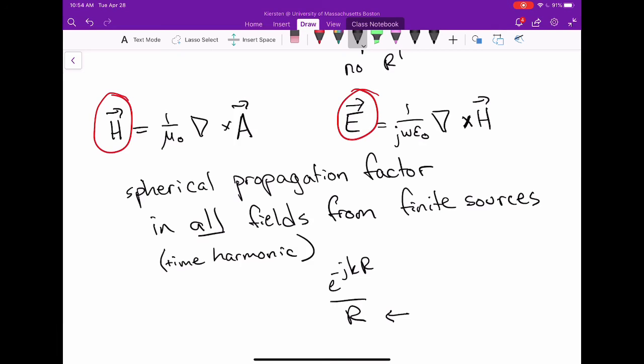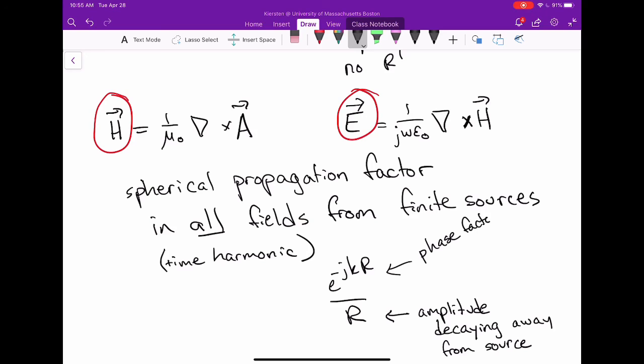This 1 over r term is going to describe the amplitudes decaying as you move away from the source. And this e to the minus jkr looks like the phase propagation factor from a plane wave, except this one doesn't have planar phase fronts. It has phase fronts that are surfaces of constant r. A surface of constant r is otherwise known as a sphere.